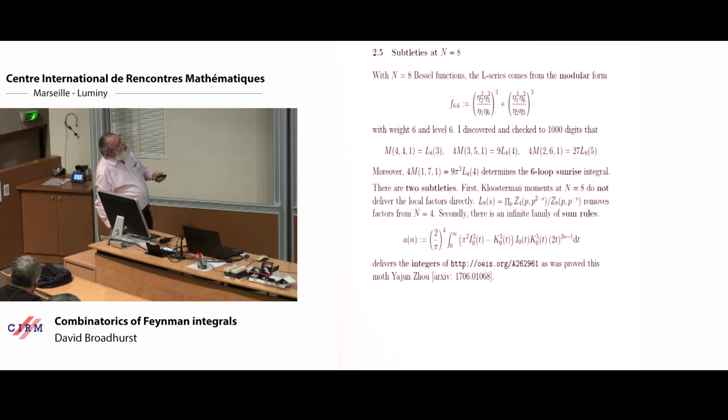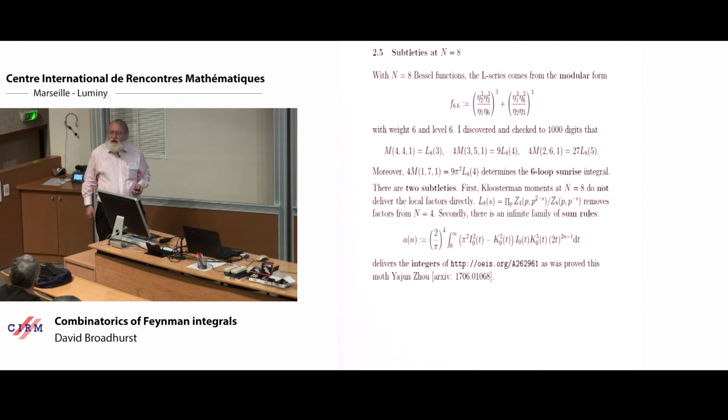As I said, I have to modify the L function by taking out factors I've already seen with 4 Bessel functions, and there is an infinite family of sum rules of this type, which I advertised as a very, very hard problem in honor of another of my colleagues, Richard Crandall, who died a few years ago. And that challenge of proving that those are integers was met by someone whose name I've already mentioned, Yong Zhao, 2 weeks ago, before I spoke in Paris.